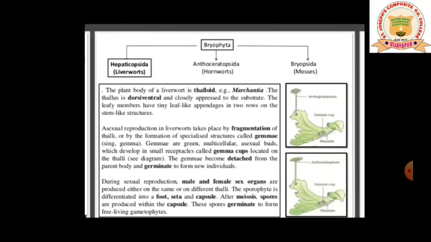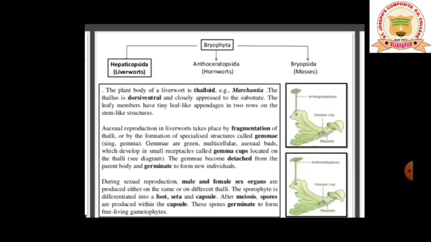Now coming to the classes of bryophytes. Bryophytes are divided into three main classes, that is liverworts, hornworts, and mosses. These are the commonly known classes in bryophytes, and liverwort is called Hepaticopsida. Hepaticopsida is the class of bryophyta where we are going to study the liverworts, and the next class is Anthocerotopsida, or hornworts. Then the last one is Bryopsida, or mosses. Commonly, mosses are very important. Mosses and liverworts we are going to see.